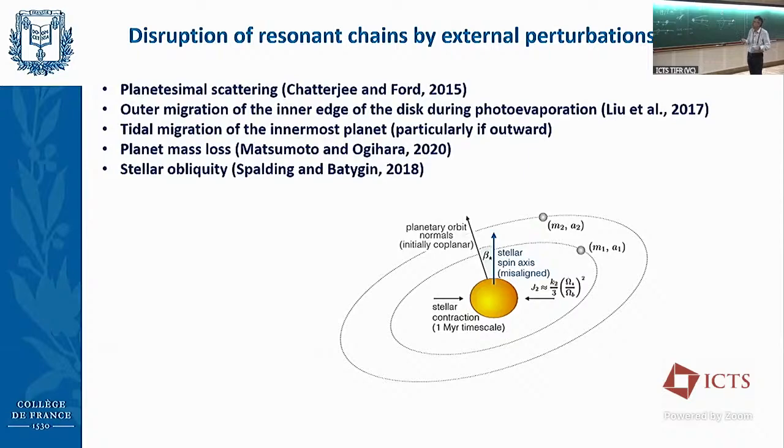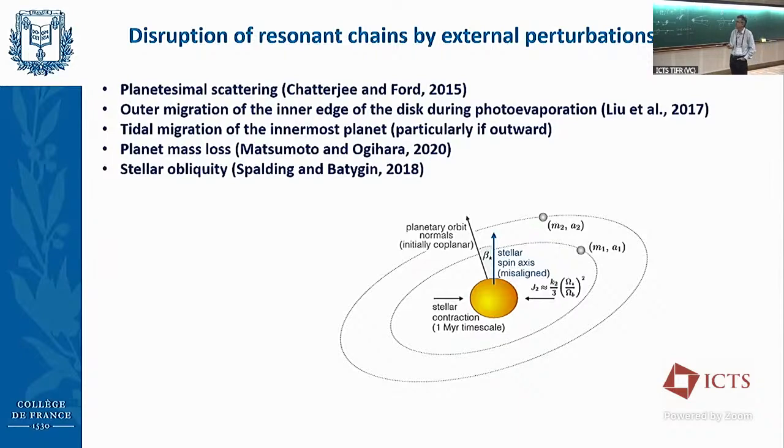It can also be that the planets park at the inner edge of the disk because of the planet trap, but this inner edge moves outwards due to photoevaporation or expansion of the magnetic cavity. And so this forces the chain to move and can, in some cases, lead to instability. There are several series of papers by Liu about that.